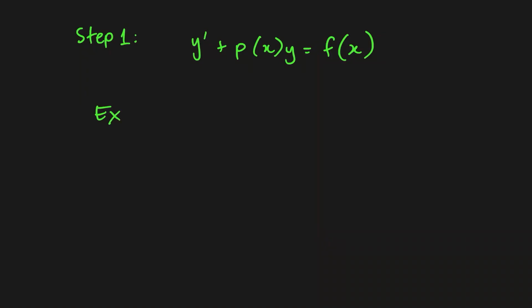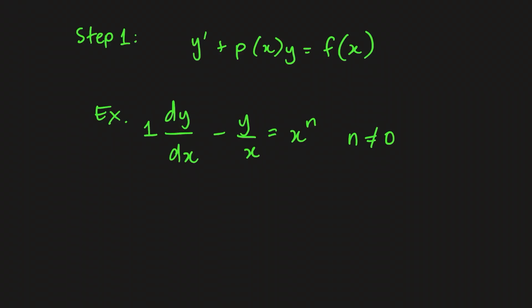So for example, if we need to solve dy over dx minus y over x equals x to the power of n, where n is not equal to 0. As you can see here, step 1 is done because the coefficient here is 1. So we can go to step 2.